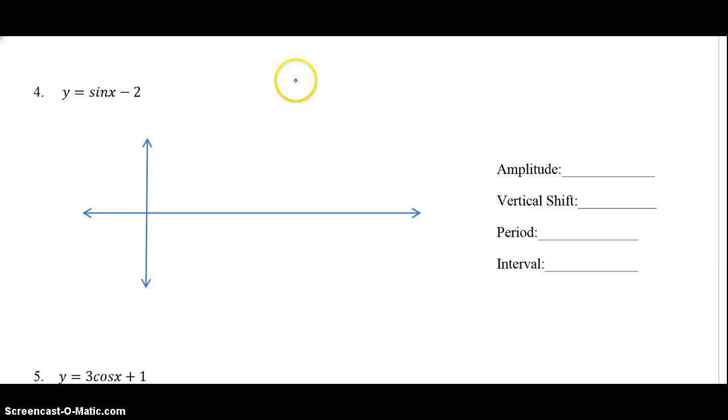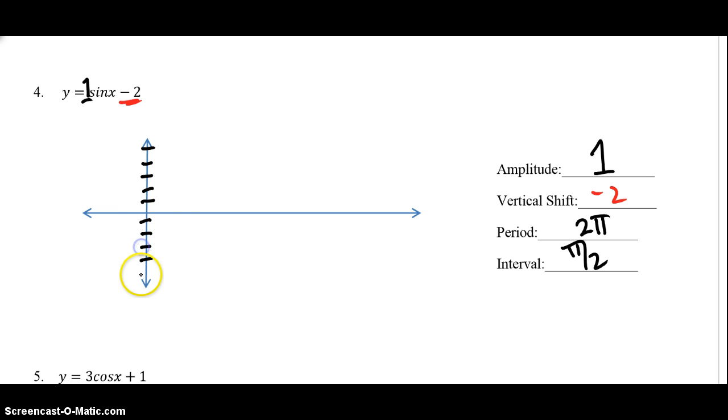On number 4, we have an amplitude of 1, because I don't see anything written there, so there is a 1 in the front here like that. Looks like our period and our intervals are the same, and then the only thing that has changed here is there's going to be a vertical shift of negative 2, so we're going to move everything down 2. So 1, 2, 3, 4, 5. 1, 2, 3, 4, 5. 1, 2, 3, 4. So I'm just setting everything up here.